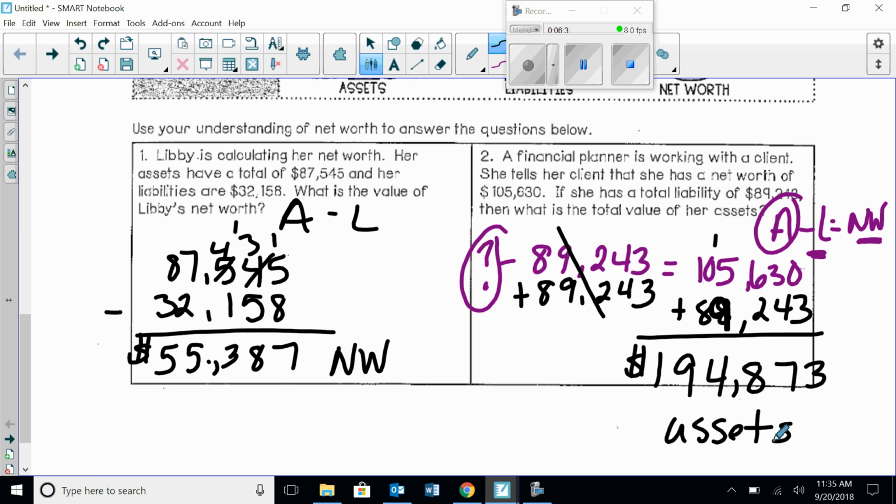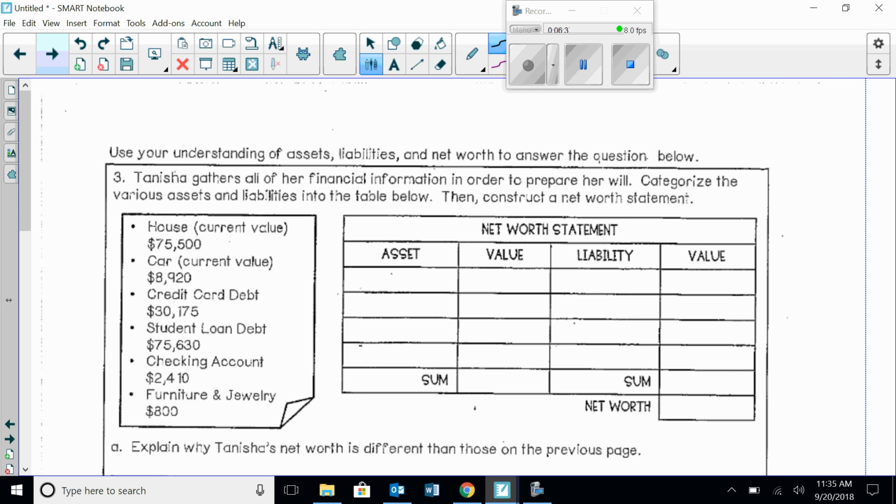Okay, so we've got one more. This one's going to be a little bit different. Let's look at the next one. It says, Tanisha gathers all of her financial information in order to prepare her will. So a will is kind of the regulations and the rules of what you want to happen with your belongings after you pass away. It says, categorize the various assets and liabilities in the table below. Then construct a net worth statement. Okay, so your net worth statement is going to be kind of like your check register. You're balancing everything out to figure out what it's going to be.